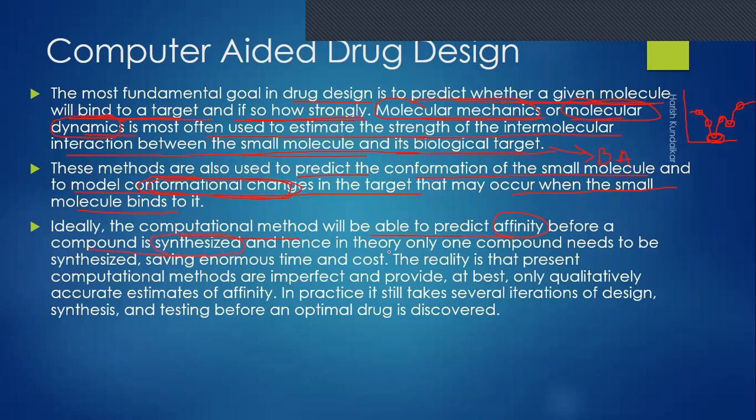And hence, in theory, only one compound needs to be synthesized, saving enormous time and cost. Okay? So, how did the conventional drug discovery happen? They used to synthesize a huge number of molecules and then evaluate all those molecules. So we know synthesis can happen in a few minutes, or a few hours, or a few days. And all of those synthesized compounds they used to store in compound repositories, and then they used to test each molecule at a time.